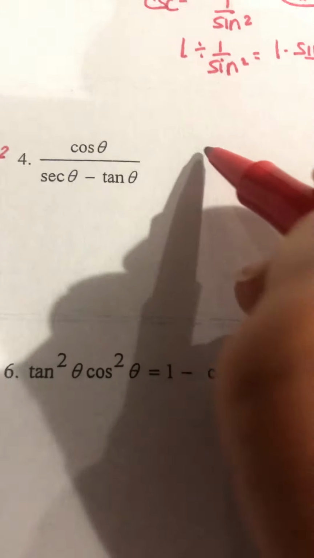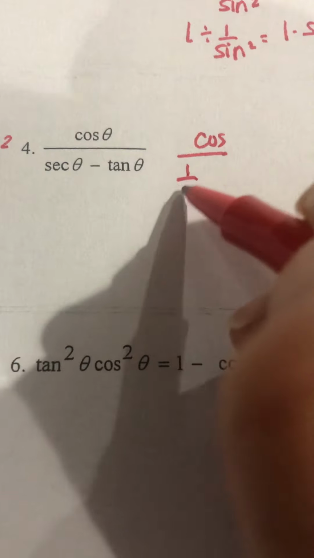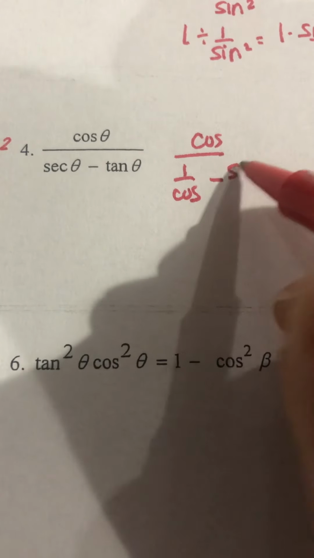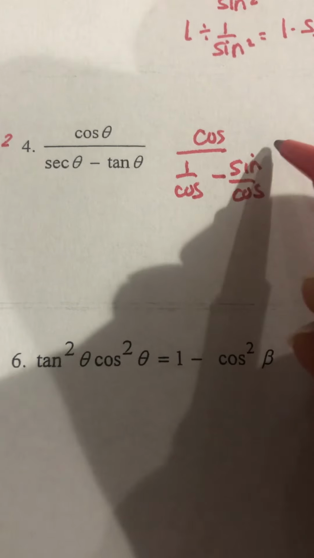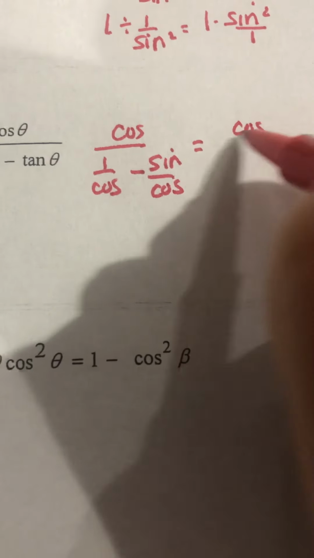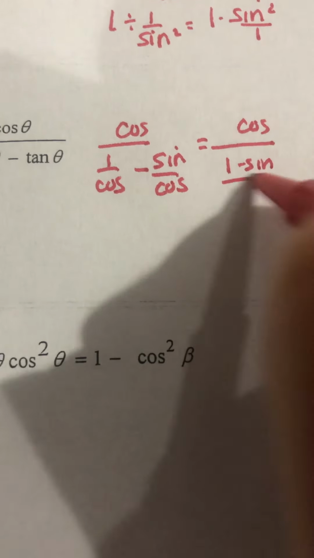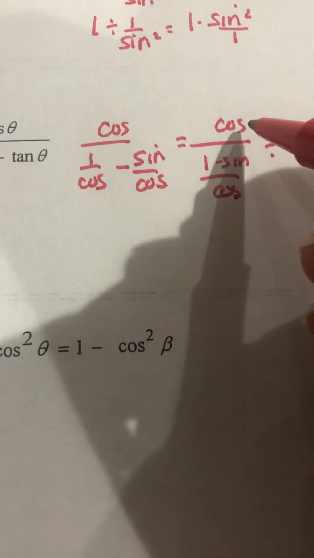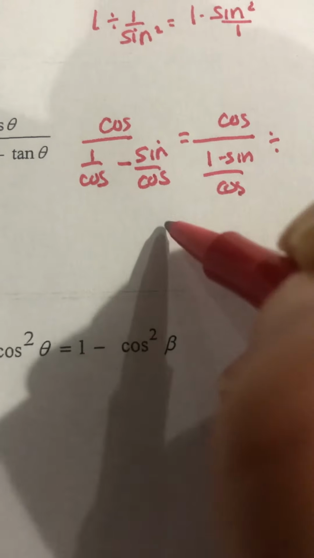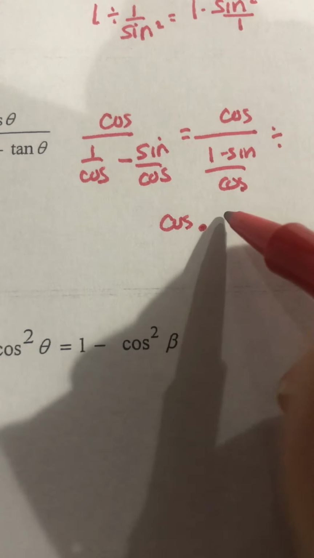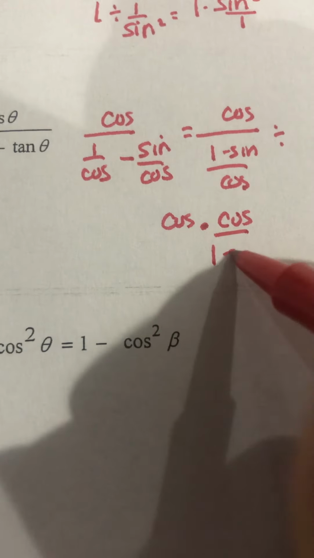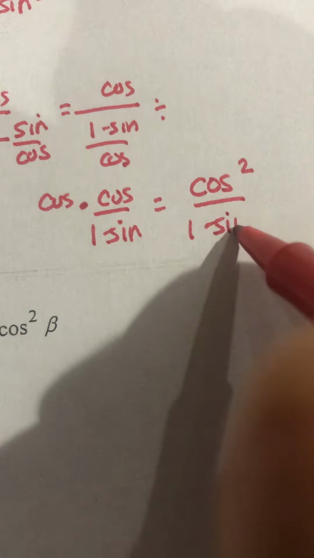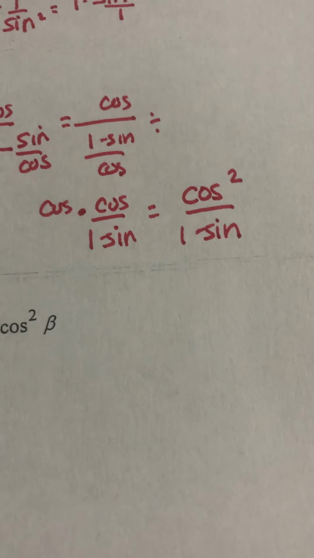Here I have cos in the numerator. Secant is 1 over cos minus tan is sine over cos. So I have cos over 1 minus sine over cos. I might do the whole divide thing, like it's this divided by that, so it's the same thing as cos times cos over 1 minus sine. Oh yeah. There might be an easier way to do this one, but this is what I'm going to do. Cos squared over 1 minus sine.